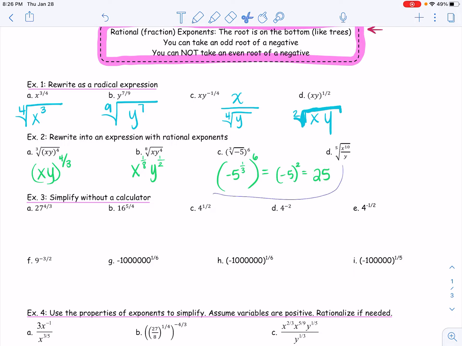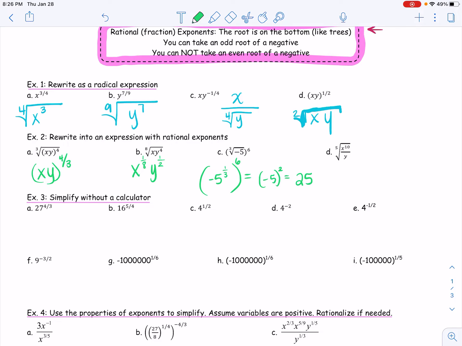Okay. So I know it looked a little bit overwhelming at first, but just take it step by step. Work in and your way out. Same thing for D. Notice that we have a fraction underneath the radical. That means that radical, this 5th root, is technically being applied to the numerator and the denominator.